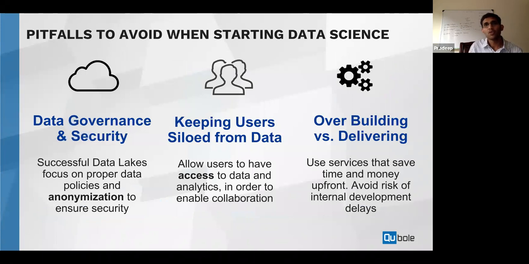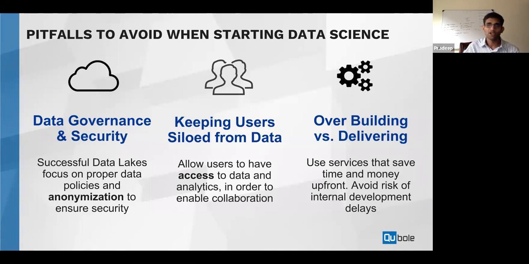Again, certain pitfalls to avoid when you're doing data science in the cloud. Data governance is essential. So for successful data lakes, there needs to be a proper focus on ensuring the right anonymization. You need to anonymize your data, ensure the right data policies to be able to provide that well-rounded data security. You also need to be able to keep users siloed from the data. You need to allow your users on-demand access to data and analytics in order to enable that collaboration that will help you provide a self-service data platform that will provide those bottoms-up use cases.